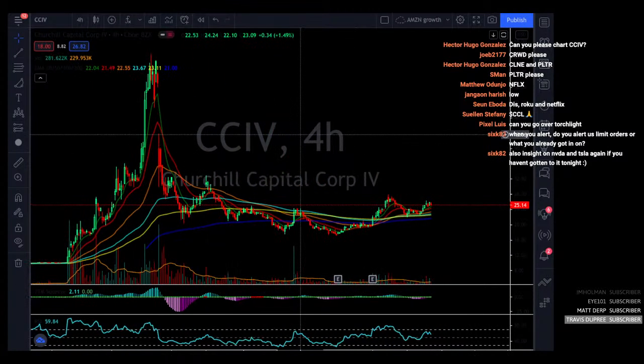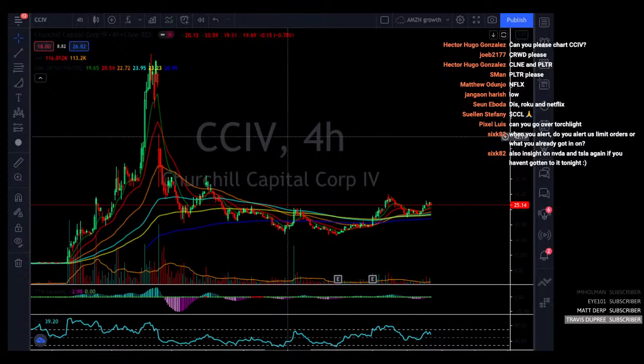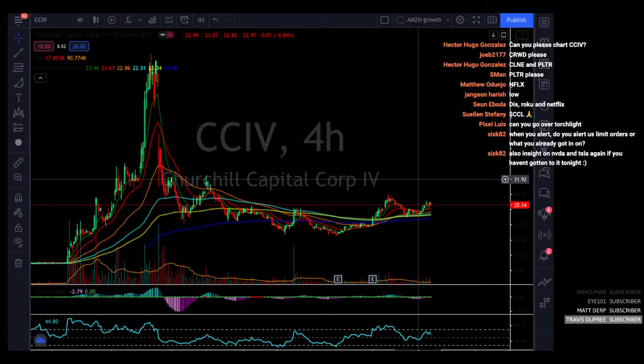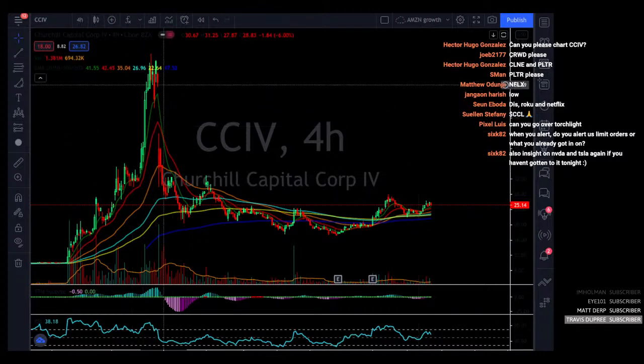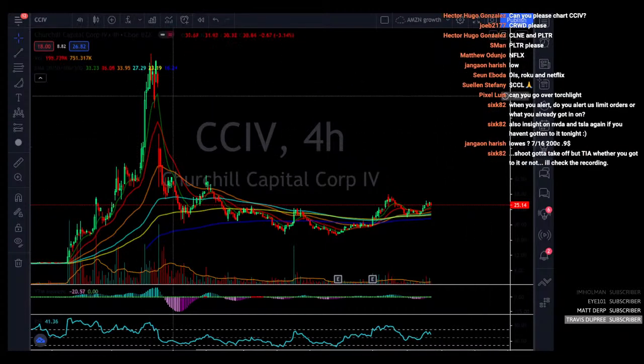But the news does worry me about CCIV. CCIV can either react really badly to the news and go down, or even if the news is really good, it can still perform really badly and perform another sell the news. So we just have to see. I think that it's going to do another sell the news, not as extreme as the first drop, but I do think there's going to be a drop.